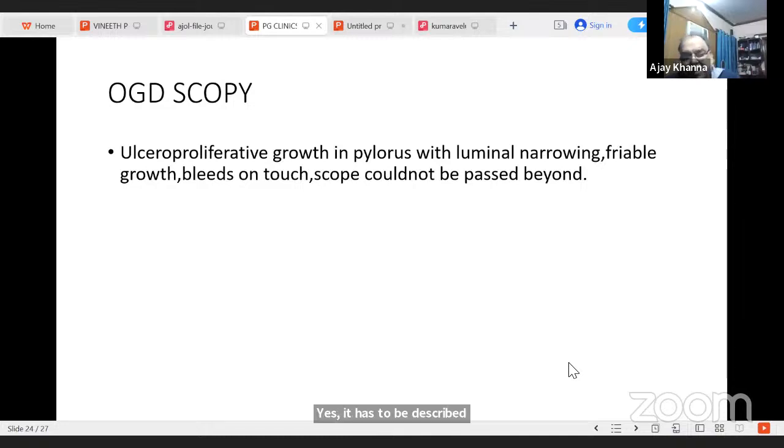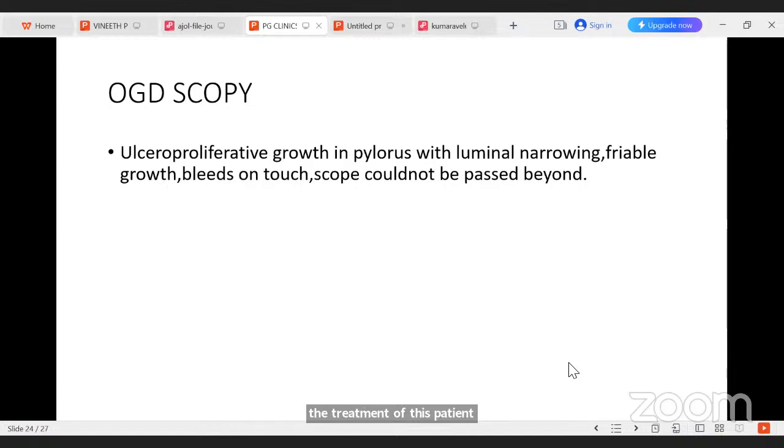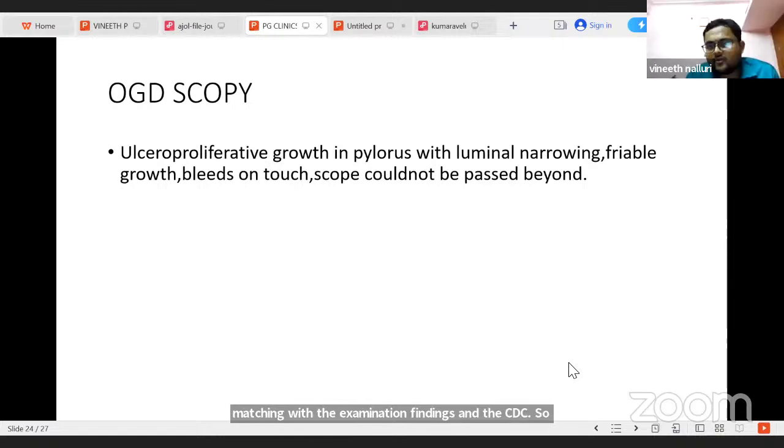Yes, sir. Okay, let us stop here. I am just going to pass one remark. Looking at the CT scan, Dr. Vinith, I feel that you need to revisit the history of the patient and really find out the details of that vomiting. I don't think your history is matching with both the examination findings and the CT scan. So go back and talk to the patient. Okay.